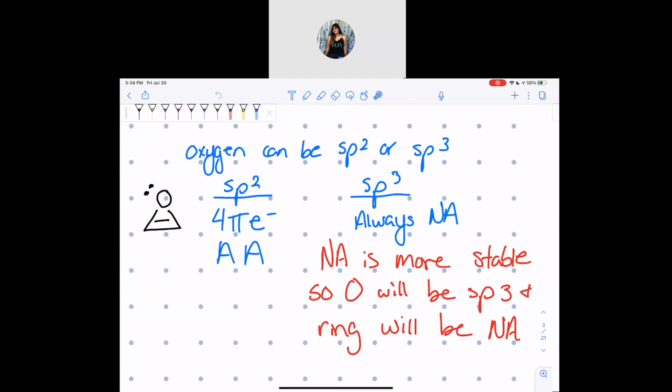We can look at the number of electrons that are in this ring. So if it's sp2, we get 4 pi electrons because we donate this, and we get anti-aromatic. If it's sp3, it's always going to be non-aromatic because it breaks the conjugation rule.